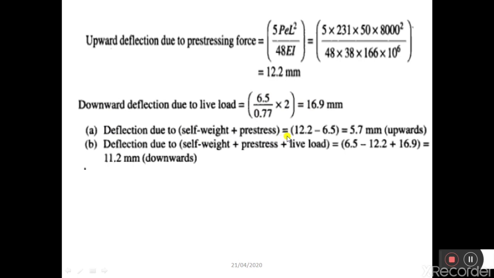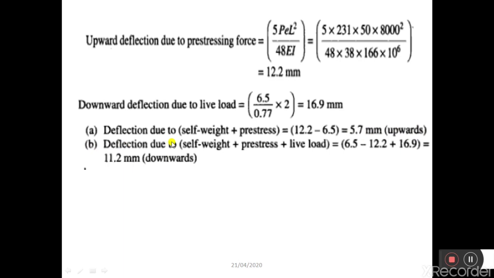Deflection due to self weight and pre-stress is 12.2 minus 6.5, which is equal to 5.7 mm upward deflection. Or else we can substitute it as minus 12.2 plus 6.5, and we get the answer as minus 5.7 mm. That minus indicates upward deflection. In such a case it is not required to mention the term upward.